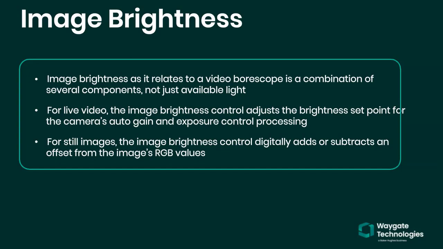Available light is only part of the story. With live video, the brightness control will adjust a brightness set point for auto gain and exposure control processing. In a still image, the brightness control digitally adds or subtracts an offset from image RGB values. In the next slide, we will examine a graphic that shows the combination of components contributing to brightness levels.